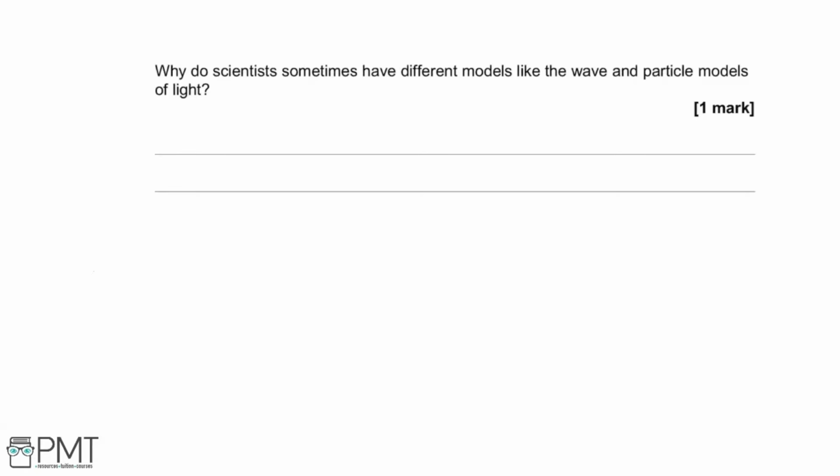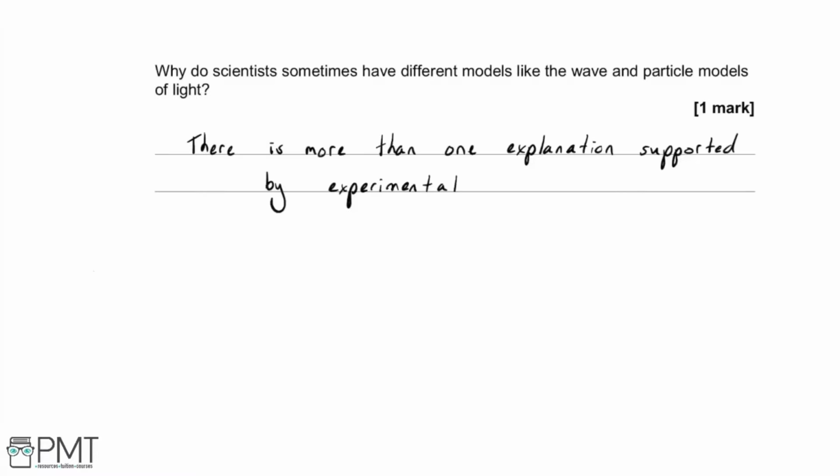Why do scientists sometimes have different models, like the wave and particle models of light? Well, as we found out from the last question, a model is an idea that can be used to explain observations and data. And so the reason that scientists sometimes have more than one model for things is because sometimes there's more than one way of explaining the observations and data that we've already made. There isn't always just one answer to everything. And so our answer is there is more than one explanation supported by experimental evidence.